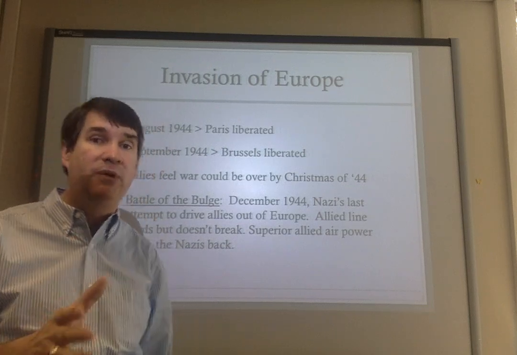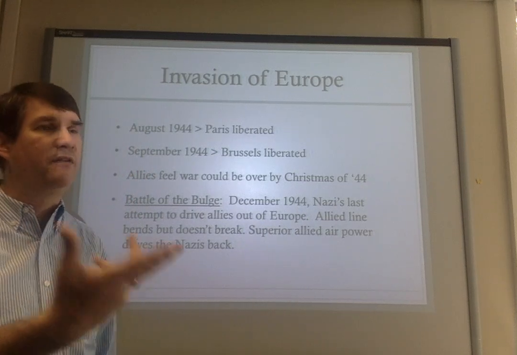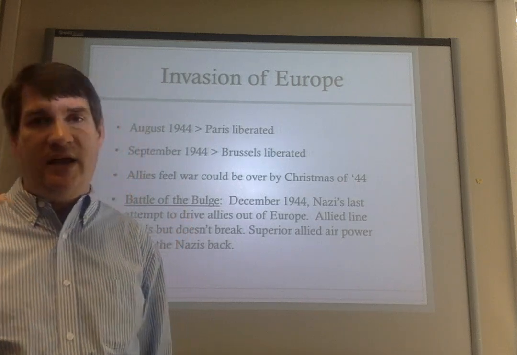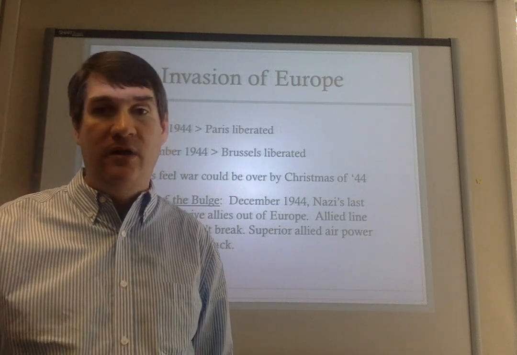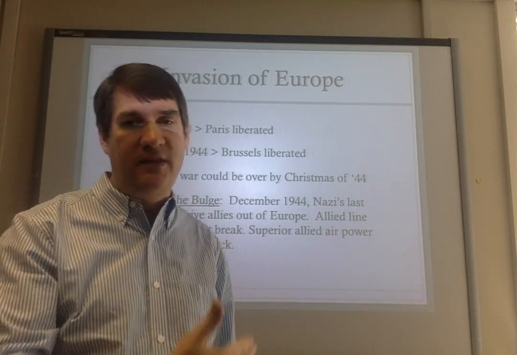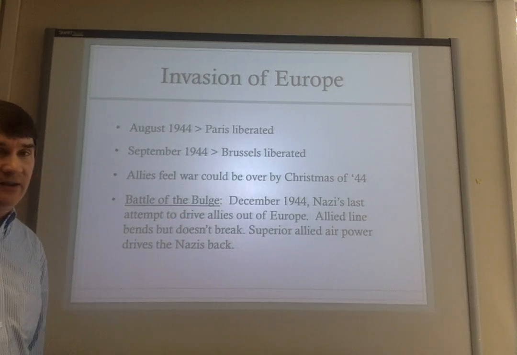But it was not to be, because Hitler still had one card to play, and that was just throwing everything he could at the Allies to try to push them back into the ocean. So he got all his troops together, all of the material and men that he had, and made one last push trying to get the Allies out. And that's going to be in December of '44, and it's going to be called the Battle of the Bulge, right?